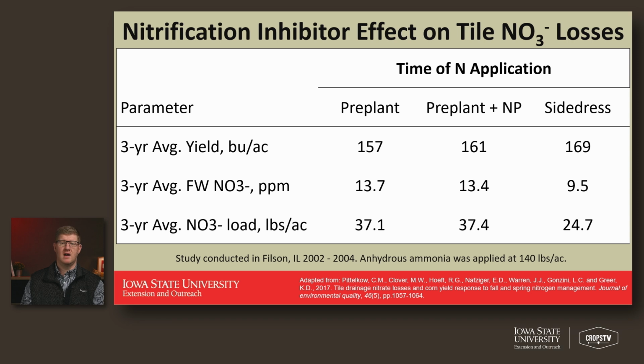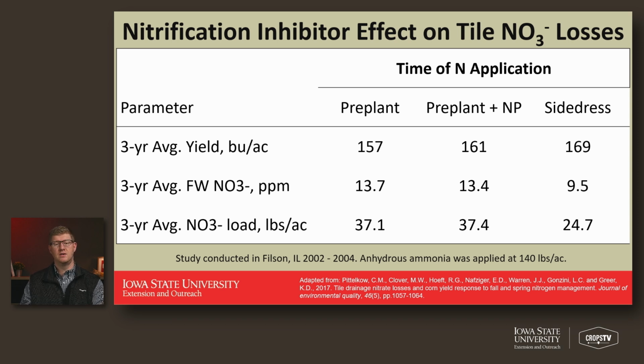Okay, so let's look at how these inhibitors might affect nitrate losses. So remember, with nitrate losses, we're talking leaching, so the loss of nitrogen to the waterways. This study is from Illinois. They applied anhydrous at 140 pounds of nitrogen per acre. And what I really want to highlight on this table is the first two columns, where they had a pre-plant application and then a pre-plant application with N-Serve. What you'll notice in that top row, that's yield, really no difference in yields. Pretty standard to what we've been seeing in terms of the effect on yield.